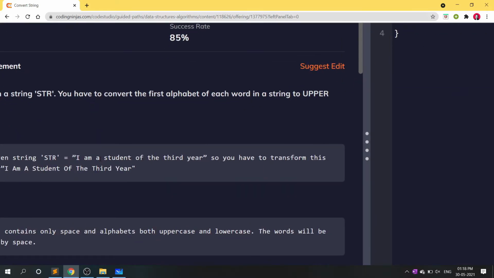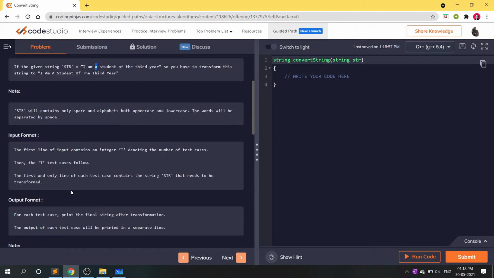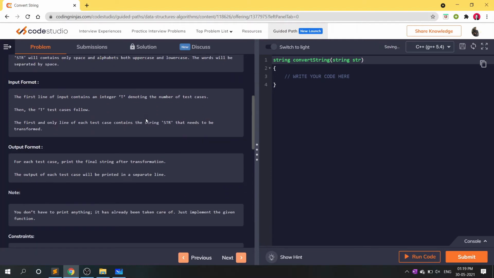Similarly, my third word is a, and we need to convert it into a capital A. So in this way, the first letter of each and every word we need to convert into a capital one. They are also given that the string will contain only spaces as well as both uppercase and lowercase characters. So those are the only three things present inside the string. So without any further delay, let's check the solution.